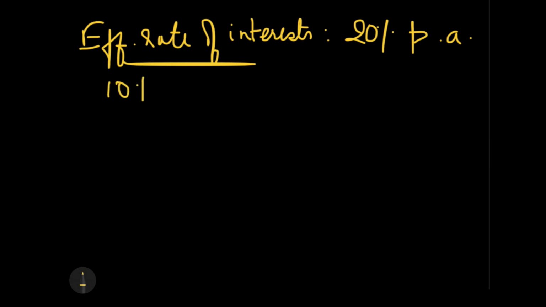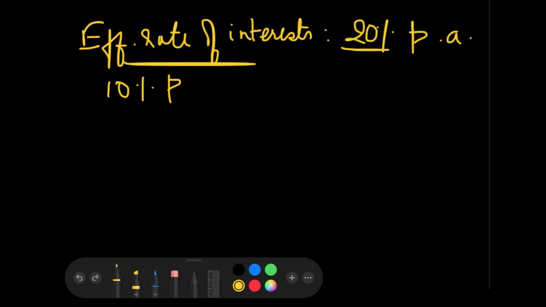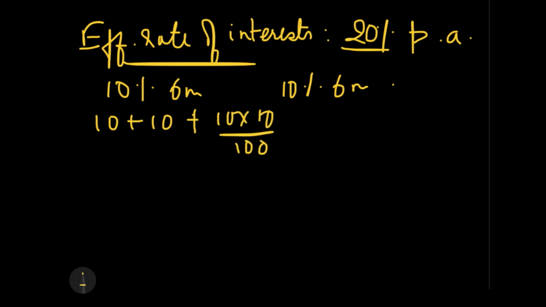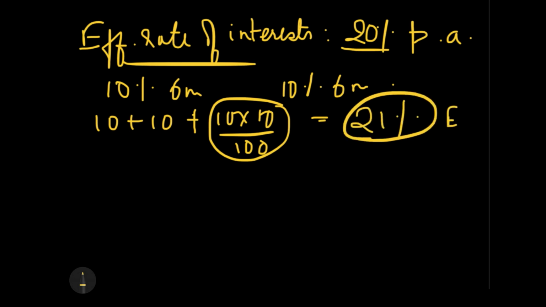Because if they say, okay, then you can just divide 20 by 2 and give me in six months, the person will also happily say yes, but that is 10% not per annum, but half yearly. So over here we will be doing 10% in 6 months and another 10% in 6 months. That eventually means 10 plus 10 plus 10 into 10 by 100. That is an extra 1%. So the effective rate of interest will be equal to 21%. So that's the point.